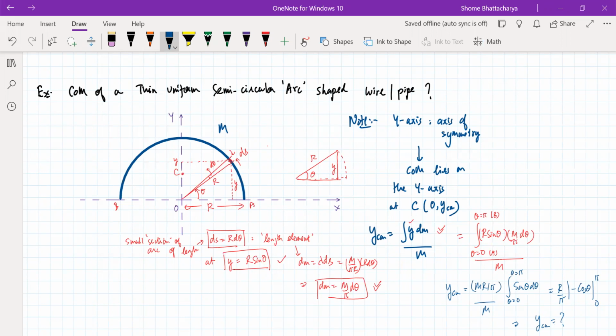So 2r by pi. Yes, very good, sir. That minus cos theta from 0 to pi, on putting the limits, it will give us 2. So the y coordinate of the center of mass will become 2r by pi. And you can see that 2 by pi is less than 1. So obviously, it's somewhere within the semi-arc, at a distance of 2r by pi from the geometrical center or the center of curvature O.